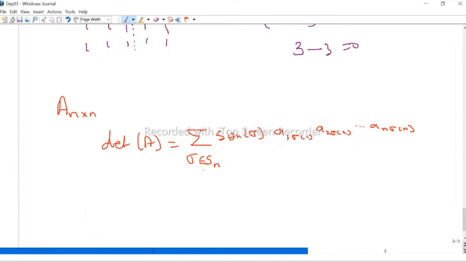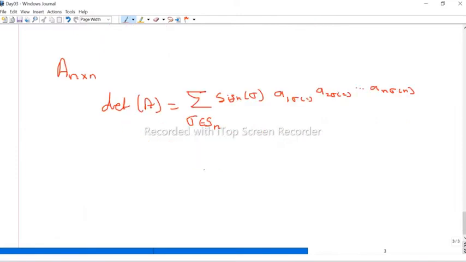Maybe I will give one example. We are not going to use this formula for any problem solving, but you should know the formula to find the determinant of any n by n matrix. Whereas, what do you mean by Sn?